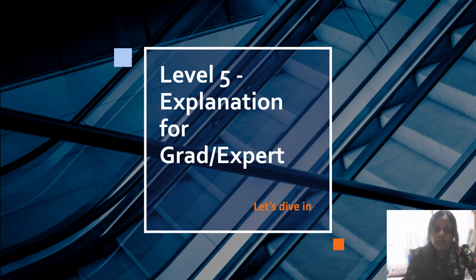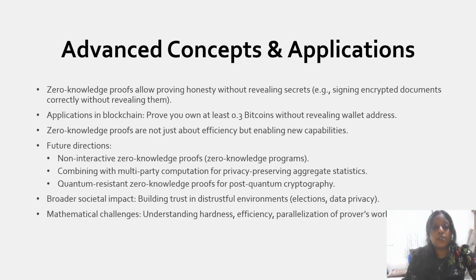Moving ahead to the final level of explanation, seeing in terms of an expert. Yes, so this talks about the advanced concepts and applications that can be put into use using zero knowledge proofs. At the research level, zero knowledge proofs enable proving that you behaved honestly, say signing an encrypted document using a digital signature or whatsoever in that case, without even revealing the document's content itself. You trust that the document is legit and you sign the encrypted document. Only the person who has encrypted the document knows the exact content of the document.